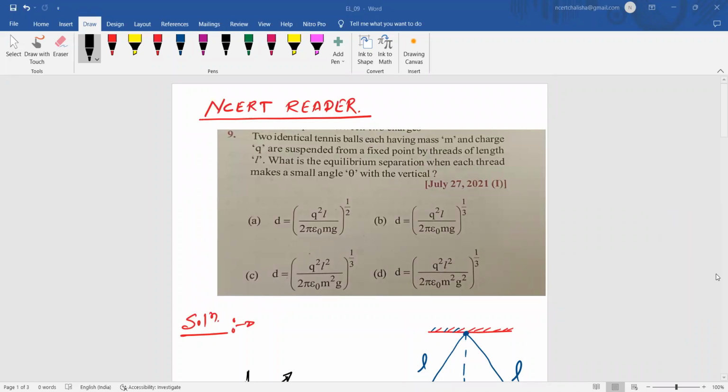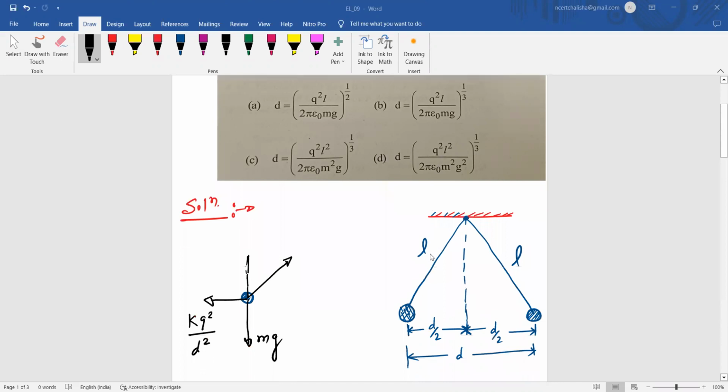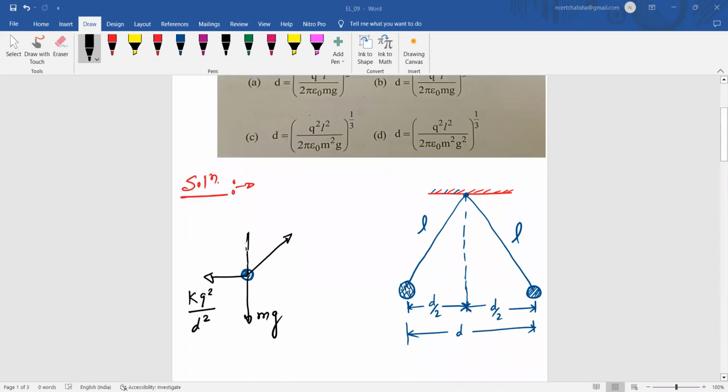So this question is about two identical tennis balls, each having mass m and charge q, suspended from a fixed point by a thread of length L. What is the equilibrium separation when each thread makes an angle theta with the vertical? Equilibrium separation means that at that instant the ball will not have any resultant force. That means it will be in equilibrium.